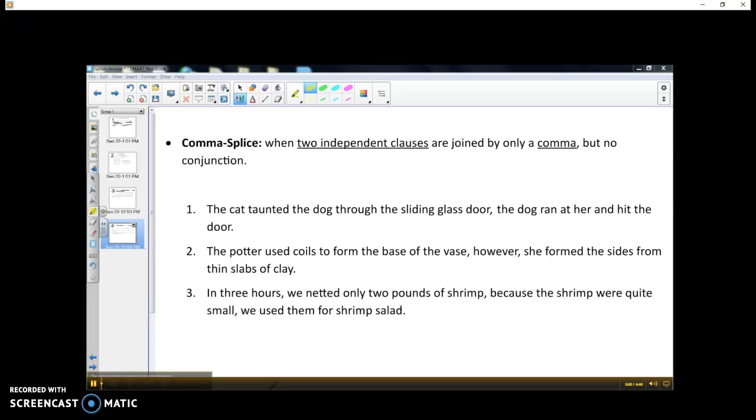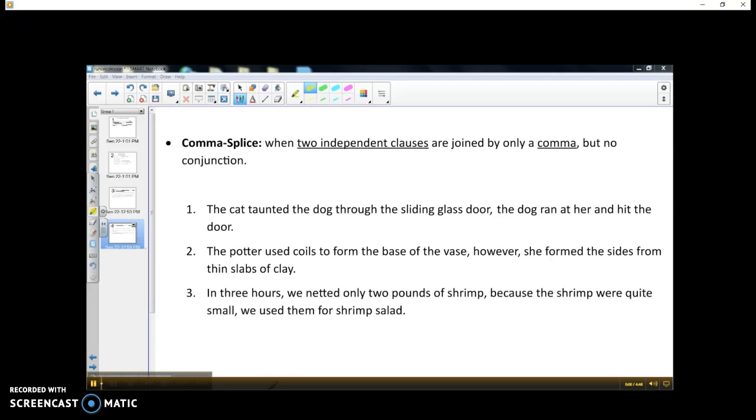Similarly to the last slide, you could make this a dependent clause, since, or you could even make this because. Choose the best subordinating conjunction to correct and subordinate. So you could say, since the cat taunted the dog through the sliding glass door, and you need to keep the comma here because this is an introductory dependent clause, the dog ran at her and hit the door.